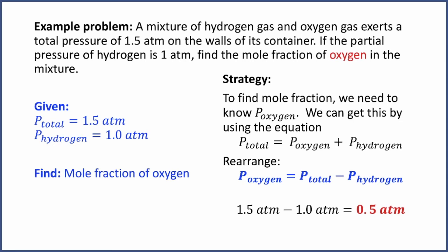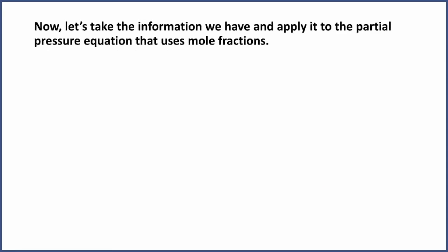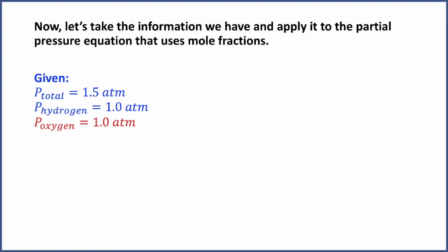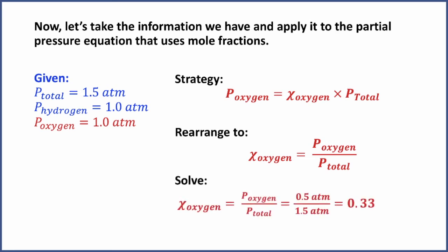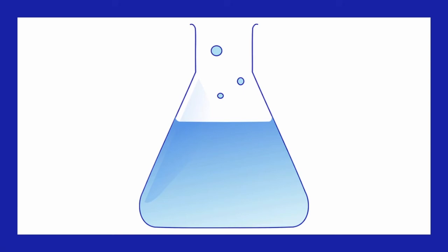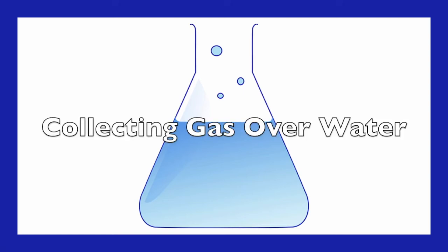So far, so good. Now we have to take the information we have and apply it to that partial pressure equation that uses mole fractions. Here's what we've been given. We are going to take this equation and rearrange it to solve for the mole fraction of oxygen. Once we have it rearranged, it's just a matter of substituting in our numbers, and we get a mole fraction of 0.33. Now let's talk about a technique called collecting gas over water.